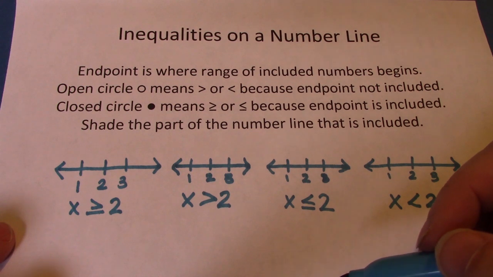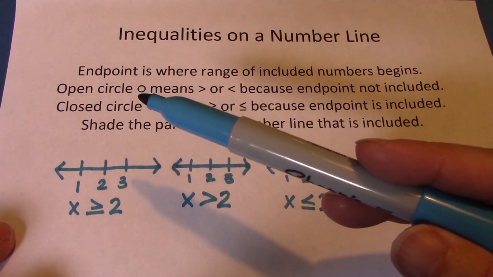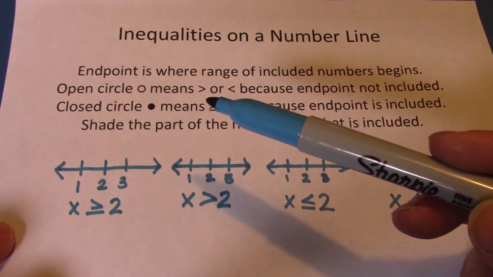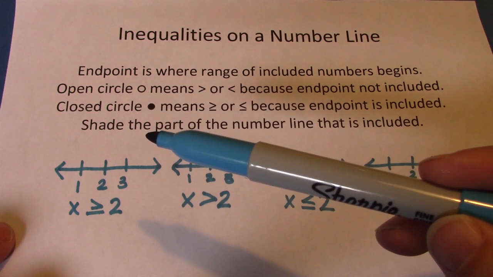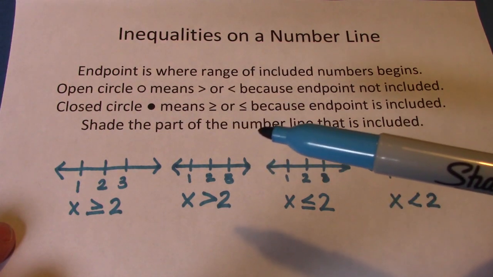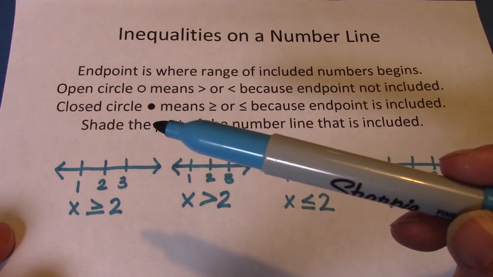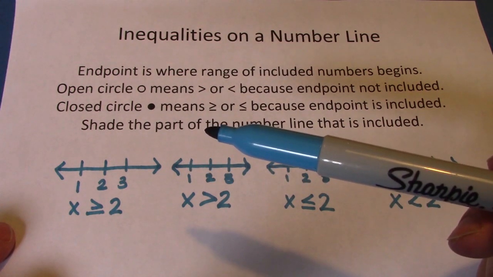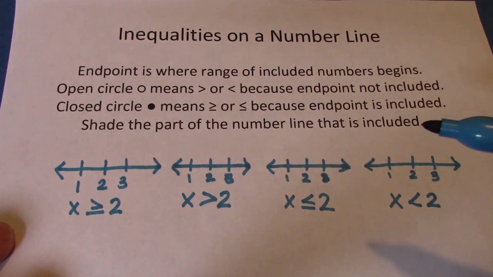We can show inequalities on a number line as a visual solution. So let's talk first about the endpoints. The endpoint is the point where that range of numbers begins. If it's an open circle, it means greater than or less than. It means that that endpoint is not included. But if it's a closed circle, it means greater than or equal to, or it could mean less than or equal to, because that endpoint is included.